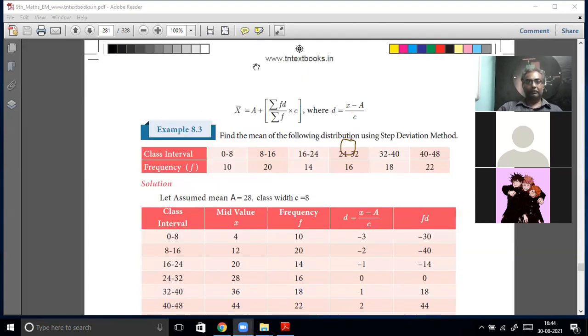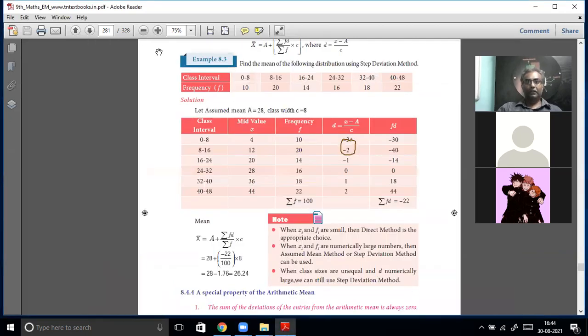Let us do this sum now. Are you able to still see this? Yes, uncle. Okay, then I'll rather put it like that.